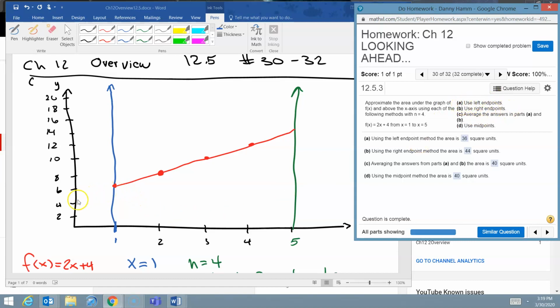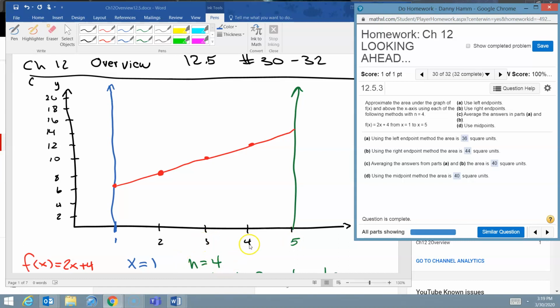And what that means is that we have a function here, 2x plus 4. So I have it graphed here in red. And we have x equal to 1 and x equal to 5. And I have those drawn up here. So we're just finding the area underneath this red line in between 1 and 5.